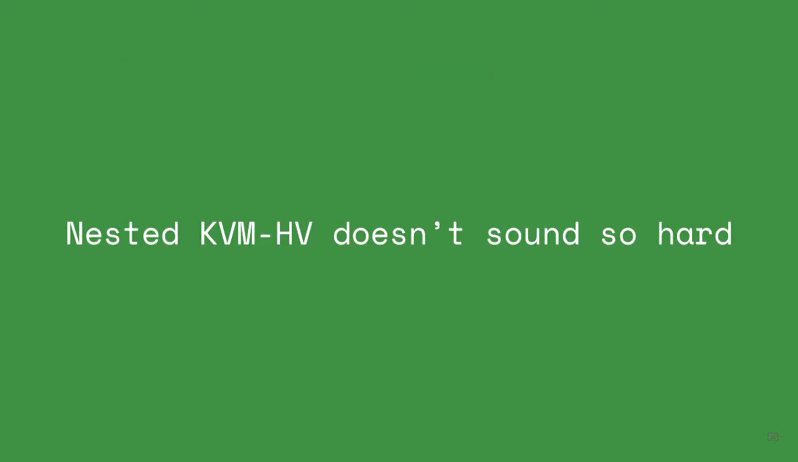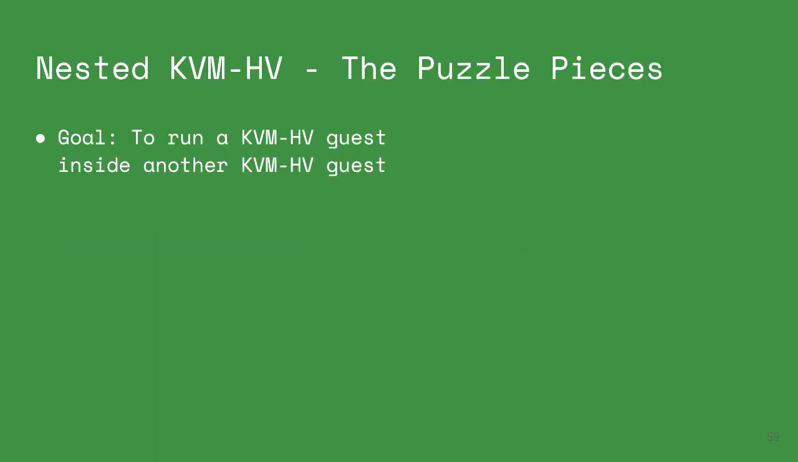Now here you're saying this nested KVM HV, it doesn't sound so hard, right? You just load the module and then off you go. Everything just works. Unfortunately, that's not the case. There are a few puzzle pieces we need to put together here to get this working. And the goal, remember, is to run a KVM HV guest inside another KVM HV guest.